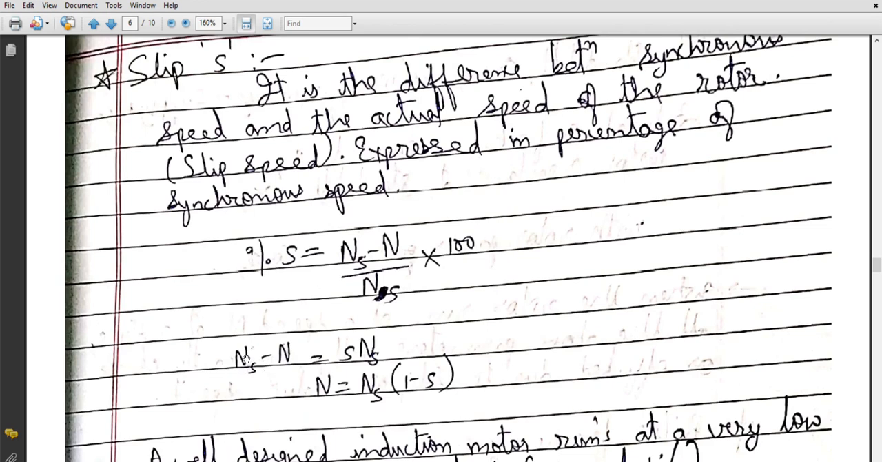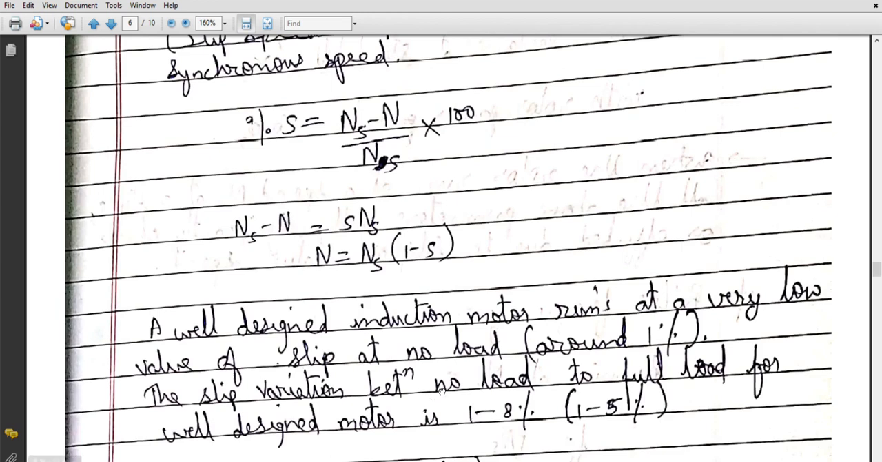So ns minus n is known as slip speed. And what do you mean by slip? Slip is (ns minus n) divided by ns. This is slip, and if you talk about it in percentage, then you multiply by 100. So ns minus n is the slip speed, given by s·ns. You can bring this ns to this side, so ns minus n equals s·ns. From here we get n equals ns times (1 minus s). N is nothing but the rotor speed.